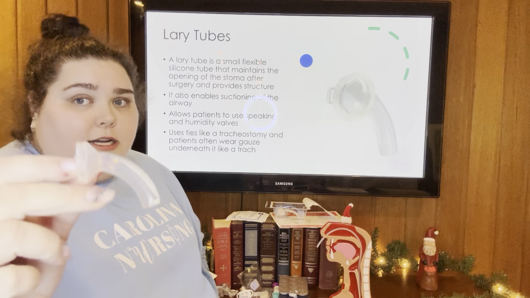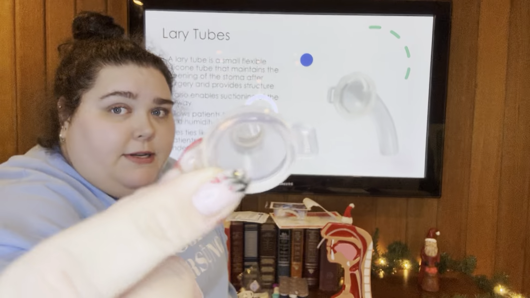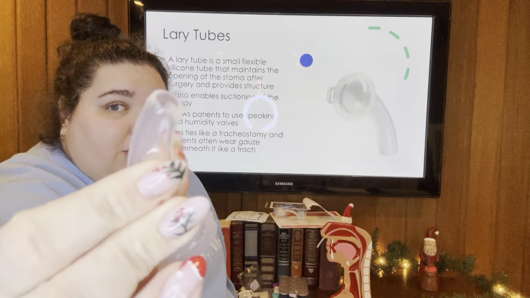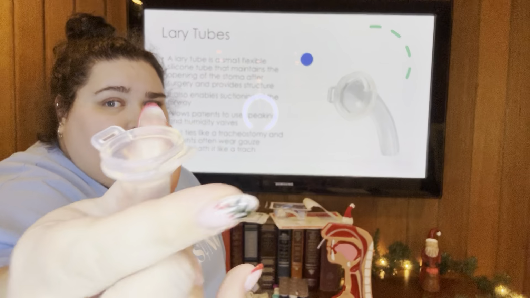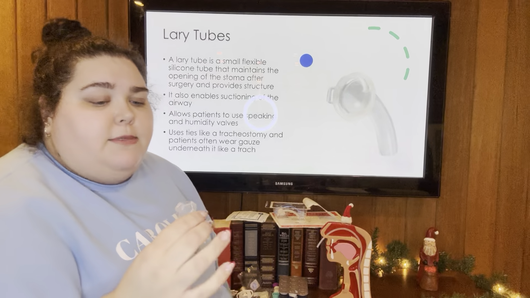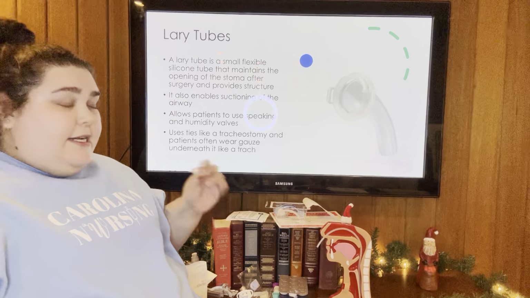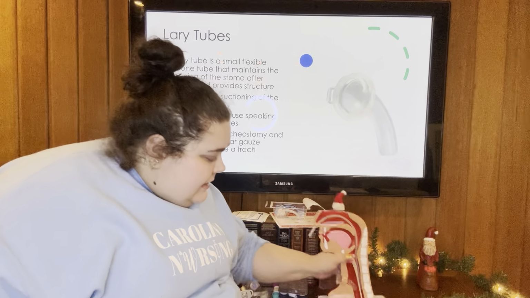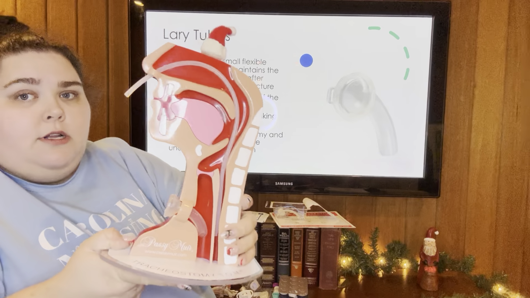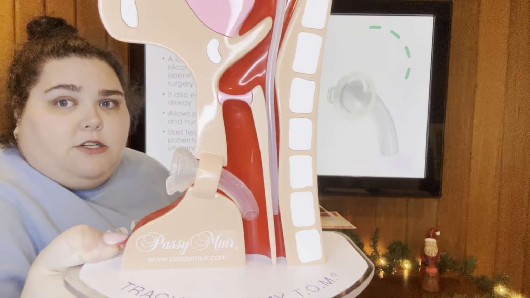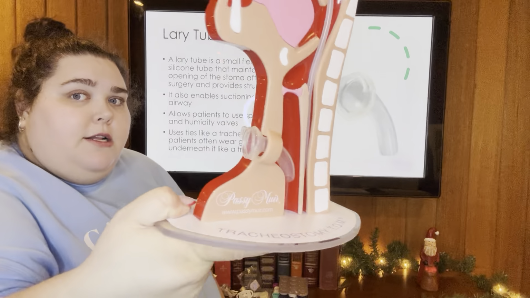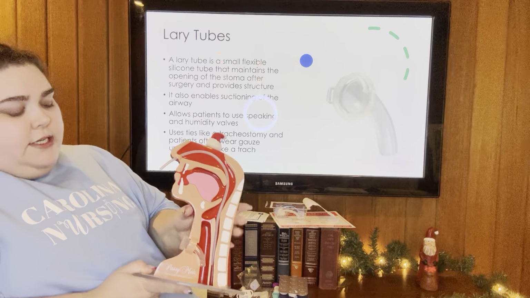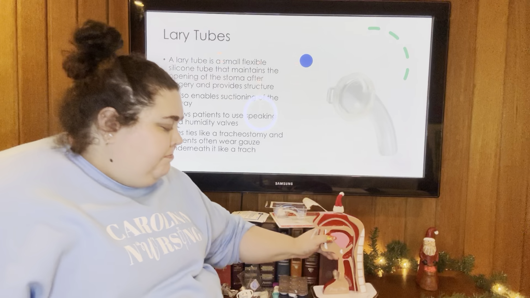So this is a Lary tube. You can see it is very different looking than the trach. It is a very squishy, I don't know if you can see how squishy it is, very squishy silicone. So that is going to sit in the same way that a trach sits, just in that stoma, and sit into the trachea, but it's a little bit shorter. So you can see there he is on Tracheostomy Tom, a little bit shorter, a little bit different from the outside. So that is mostly just to give a little bit of structure.